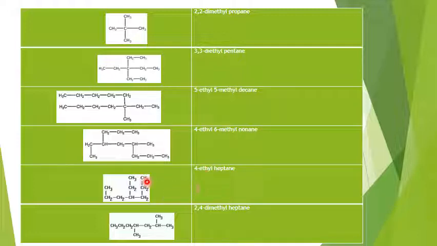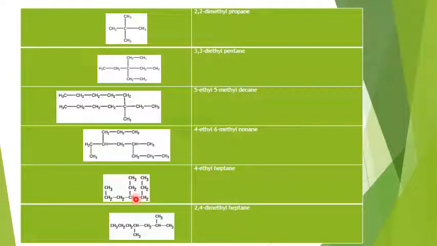All right, next one. Okay, so find the longest chain. You see it's this, okay? You could try different ones, but you've got to find the longest chain. So 1, 2, 3, 4, 5, 6, 7. If you went up here, it'd give you 6. So go across, 1, 2, 3, 4, 5, 6, 7. So it's a heptane. And then it has an ethyl, and it comes off of number 4 either way. So if we start here, 1, 2, 3, 4, or 1, 2, 3, 4, they both give you 4-ethyl heptane.